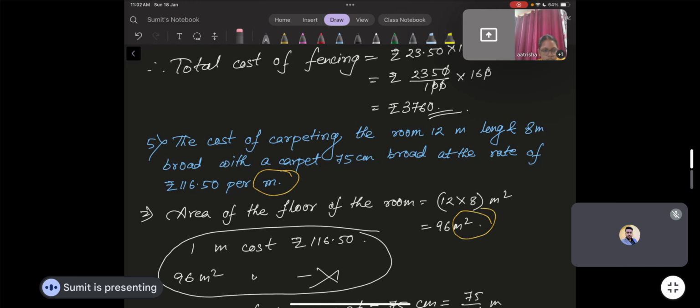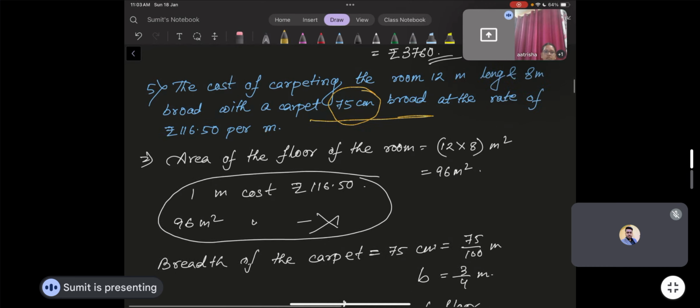There is some problem here. What is the problem? See, suppose if you want to buy the carpet from the market, over here that carpets are actually charged by its length. What did I say? Carpet will be charged by its length. But here the length of the carpet is not given, only the breadth is given. The question is that we have to find the length of the carpet.